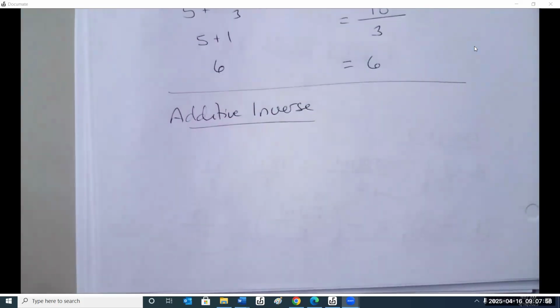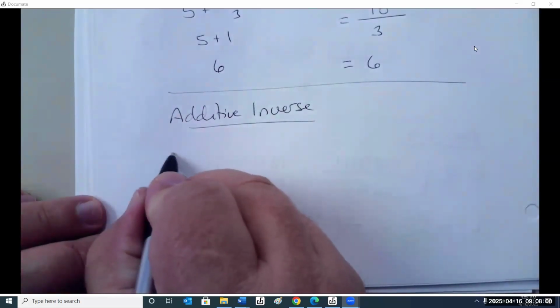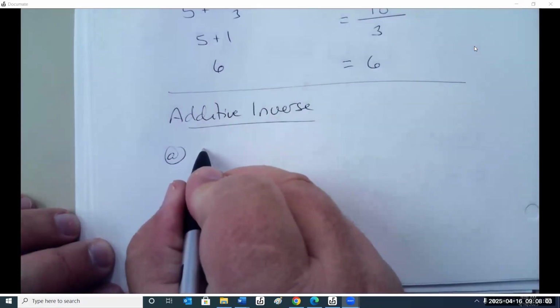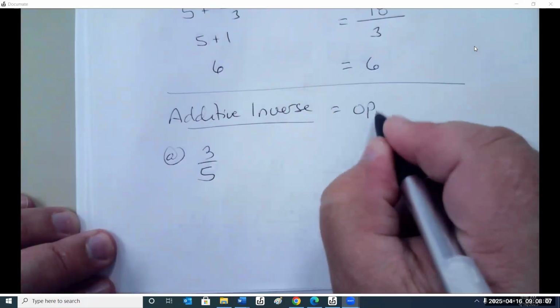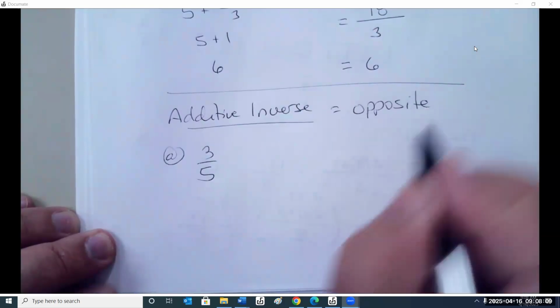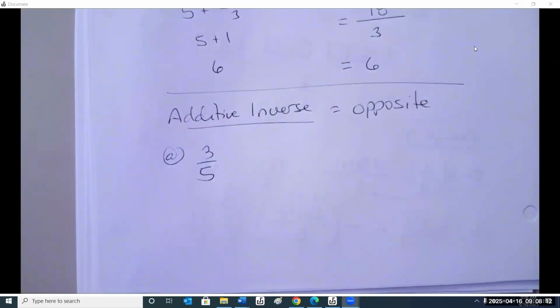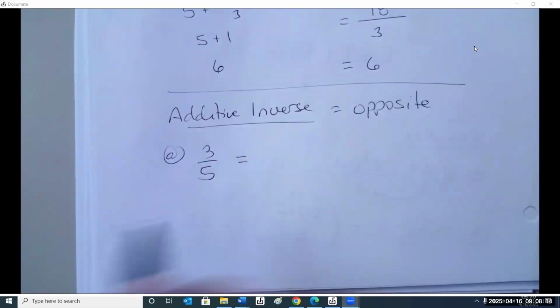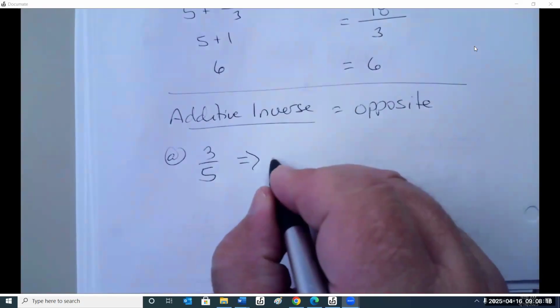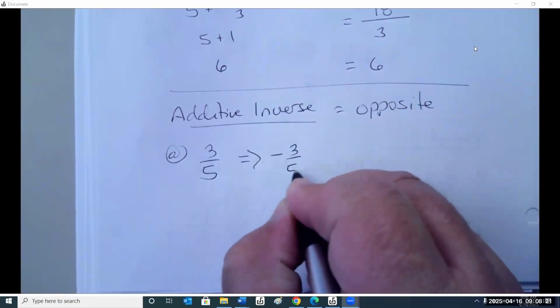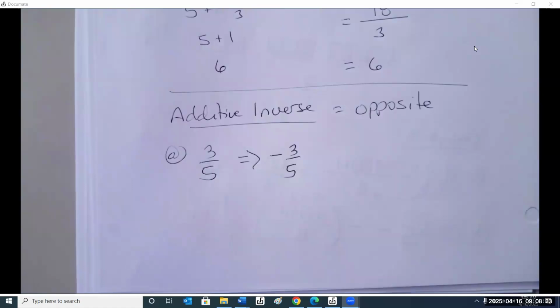Additive inverse. It simply means opposite. So the opposite of 3/5 is what? Opposite simply means on the other side of the zero. Reciprocating it makes it a reciprocal of it, not the opposite.